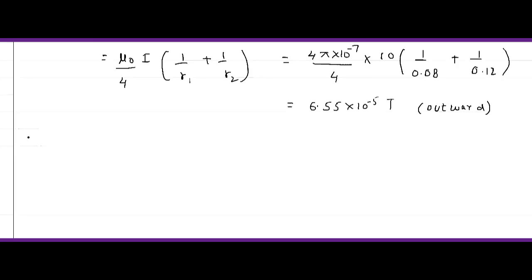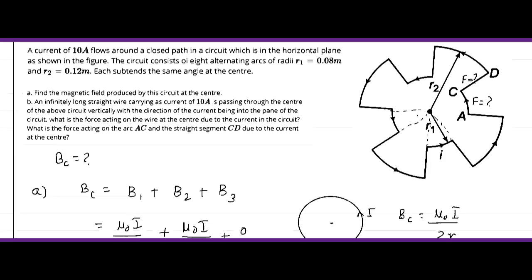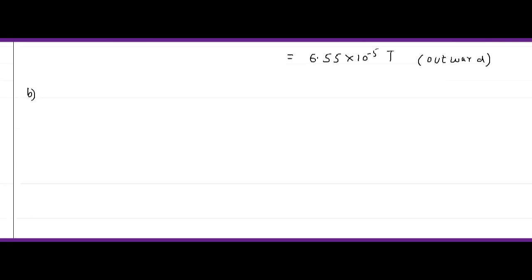Now, in the B part, we need to find what is the value of the force acting on the wire at the center due to the current in the circuit. So due to the current in the circuit, what is the value of the force on a wire which is placed at the center? If we draw this situation, for example, this is our circuit, and the current is flowing in this counterclockwise direction, and due to this there is magnetic field coming out of the plane of paper.